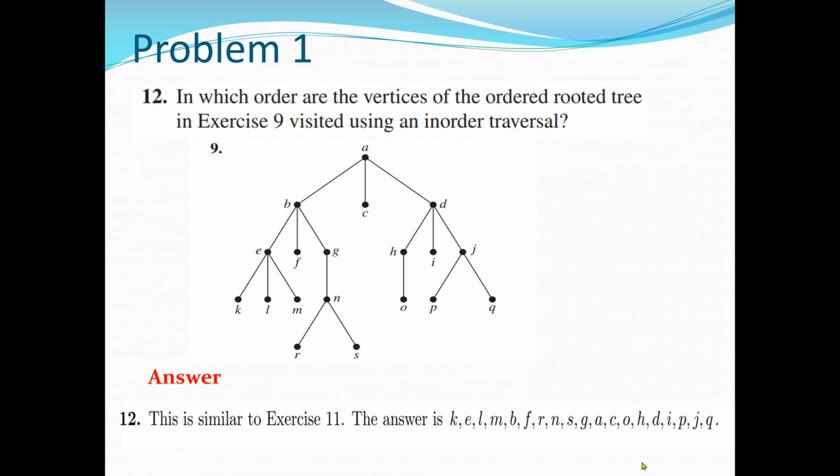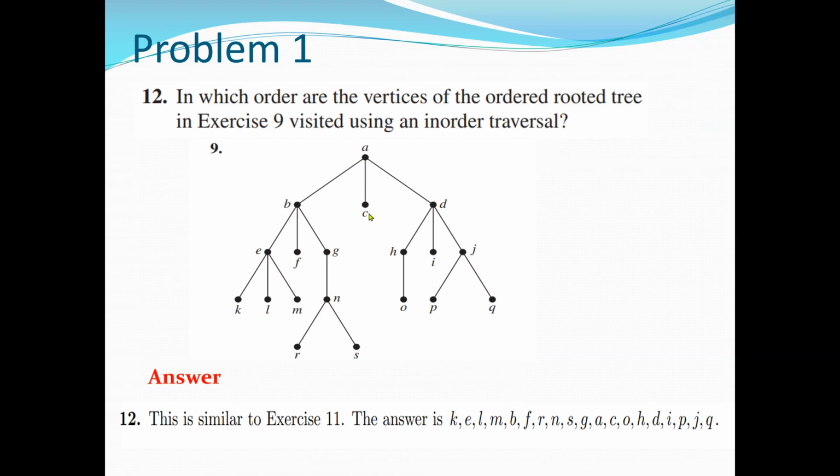So the answer here will be, as we can see it here, we have to go through the leftmost and go through all the levels. So we go through K, E, L, and M. Now, if I finish, I'll go through B. Then after B, I have F. Then after F, we start with the leftmost, lowest, so it's R. Then after R, we go through N and S. Then we go through G. We already went through B, so now next we go through the root, which is A.